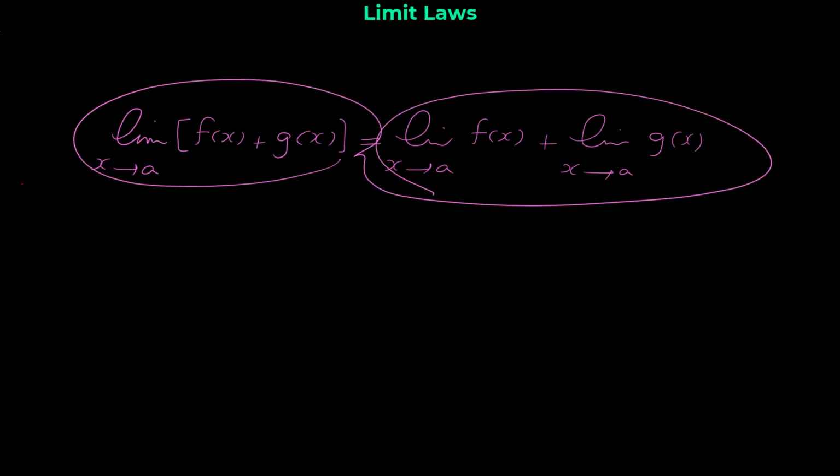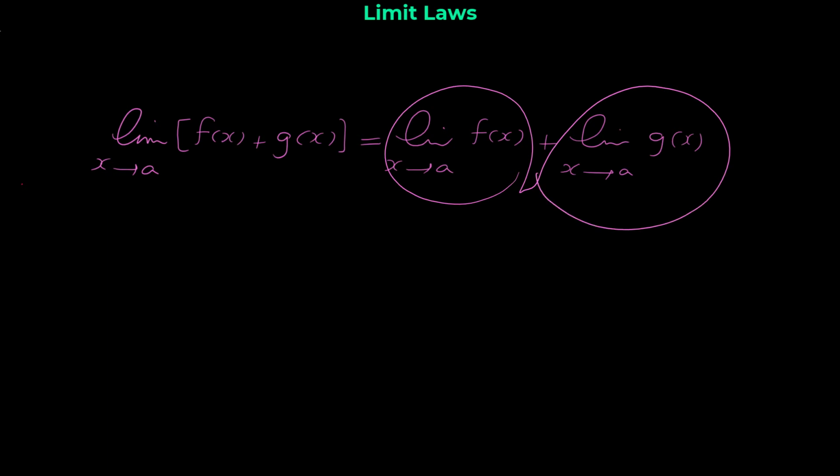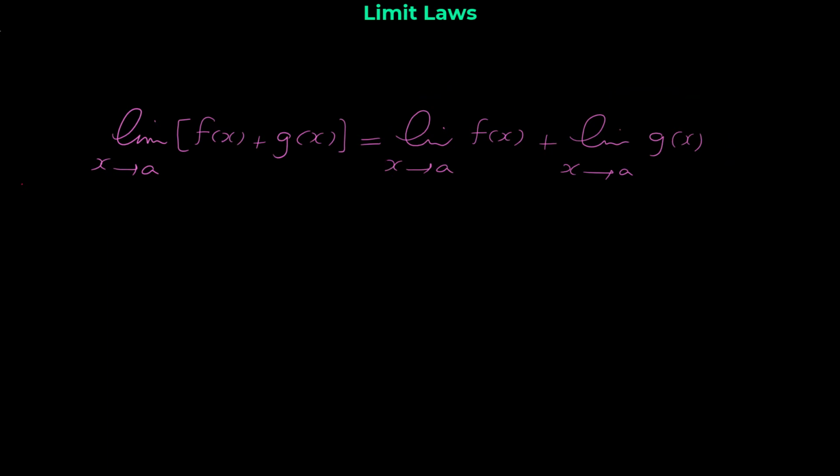So the condition for this law is that limit of f of x and limit of g of x when x approaches a exist. Then we can write this limit as two separate limits. We have the same law for subtraction. Limit of f of x minus g of x can be written as limit of f of x minus limit of g of x. And also for multiplication, this is true.